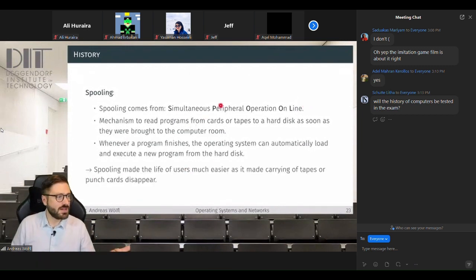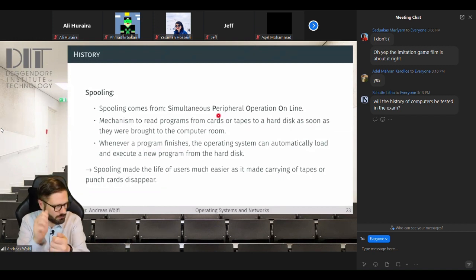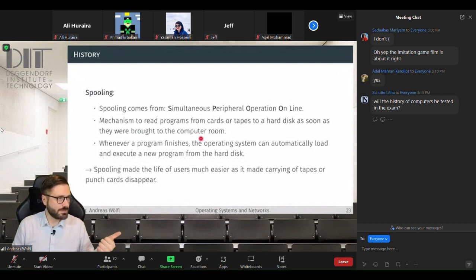This works with inputs and outputs, right? So you can load a program from hard disk, but you also can store results from main memory to the hard disk as well. And this made the life of users much easier because it reduces the waiting time for the users being in the computer room with a program still running for 2 or 3 hours. So they needed to wait in the computer room in order to, like a slot machine, put their punch cards in the computer. So spooling, interesting concept, operating systems.